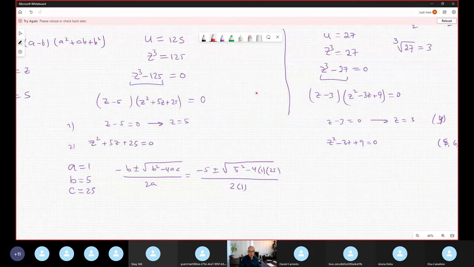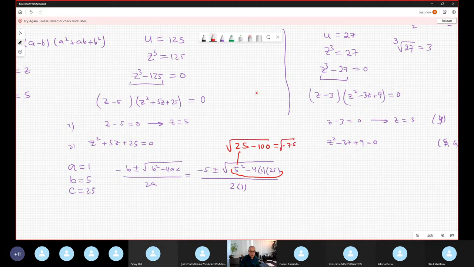Okay, let me use another color. Let's focus on the operation inside the radical. This is 25, and this is 100. So 25 minus 4 times 1 times 25, which is 100, gives minus 75. And the square root of minus 75 is obviously imaginary. It's i times something. Let me copy down: minus 5 plus or minus i square root of 75, divided by 2.